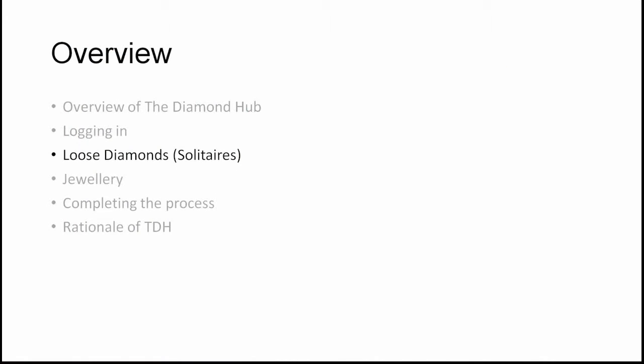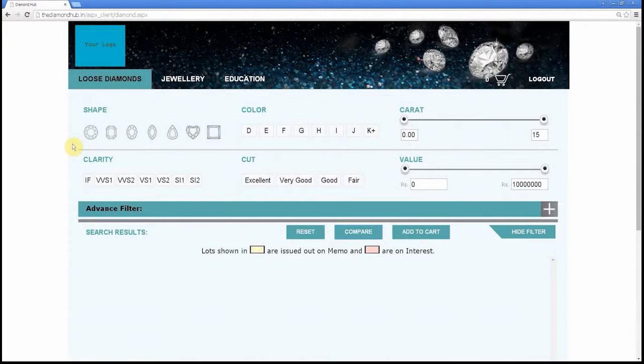Now, we will walk you through the selection process for loose diamonds or solitaires. As we discussed earlier, when you log in, the first page you will see is the home page. Here, you can use the filters available to browse through thousands of stones and find the perfect stone for your client. You can use one or more filters, so there's no need to fill all if your client is unsure.